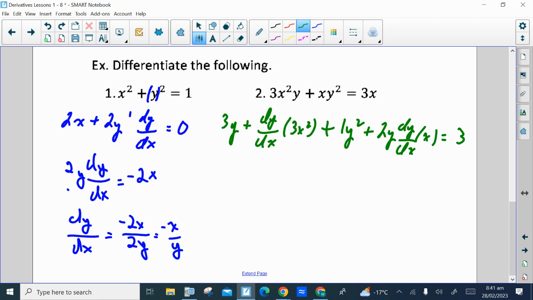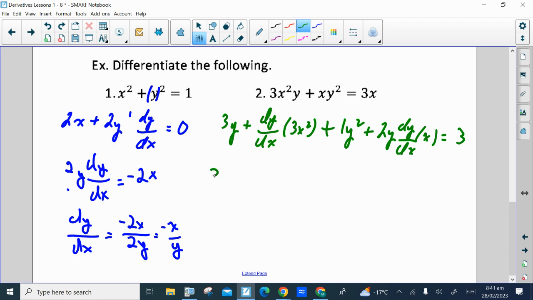So we can do a little bit of simplifying here, but the last step in this is also to isolate dy by dx. So let's start by simplifying some of these terms, and at the same time, we're going to keep all the terms with the dy by dx on the left. Let's move everything else over to the right.